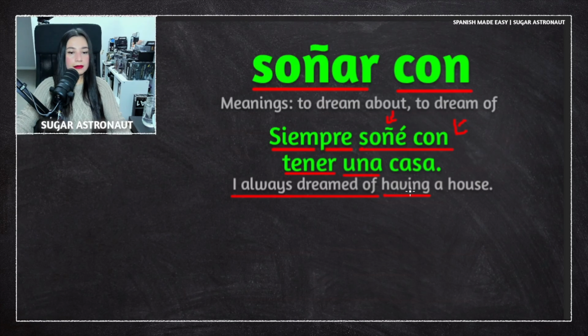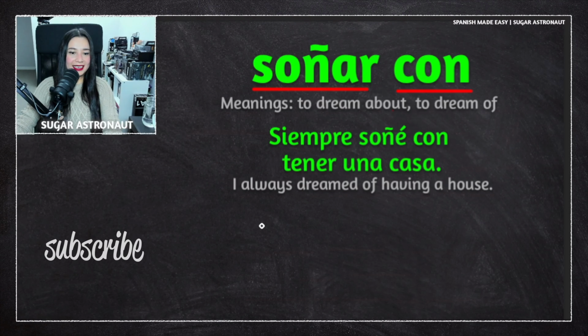Una means a, okay? Una is an indefinite article and it is also singular. Why? Because we're talking about one house. We're not talking about many houses. We're talking about one. And casa is also feminine, a feminine noun. That's why you need una casa, a house. Excellent. Siempre soñé con tener una casa. I always dreamed of having a house. Excellent. So it's easy, huh? Using this phrase is pretty easy. Not too bad. Okay, let's look at the next example.